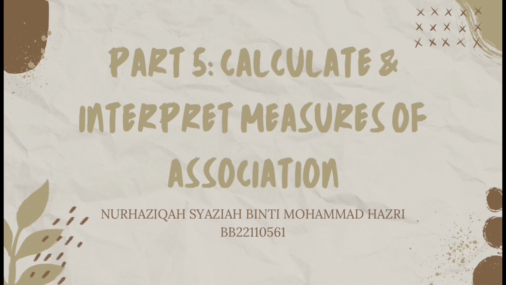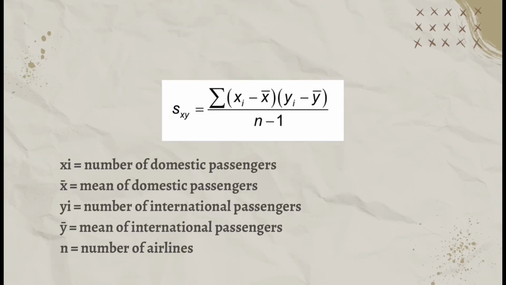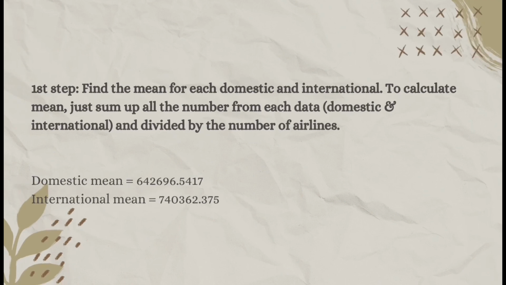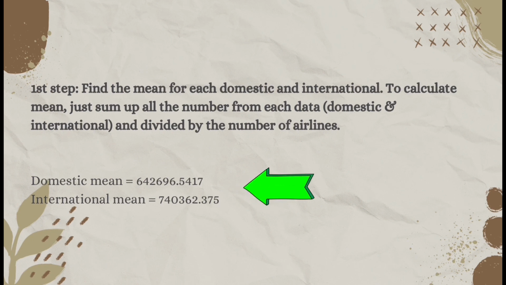I will present part 5, calculate and interpret measures of association. This is the data that we were given, and this is the formula for covariance. The first step to use this formula is to find the mean for each of domestic and international. To calculate the mean, just sum up all the data and divide it by the number of airlines. So this is the mean for domestic and international.